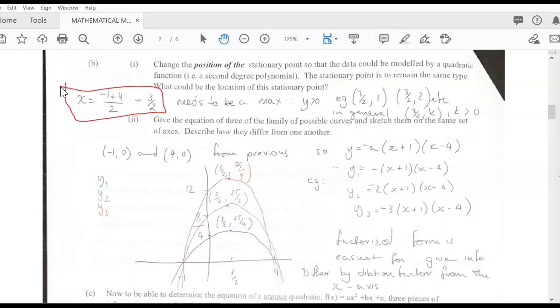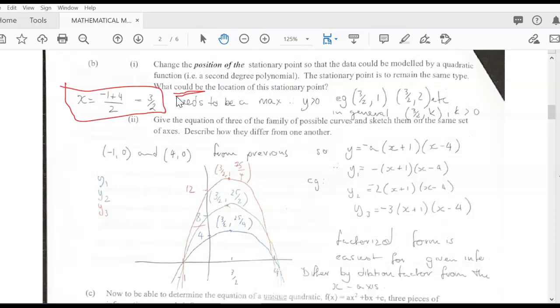Sorry, I didn't even finish talking about the question. The stationary point is to remain the same type. What could be the location of this stationary point? So we know it has to occur at x equals 3 on 2, but we don't know what the y value is. It could be anything, all right? So it does say what could be, not what is. So that's why we could have multiple answers.